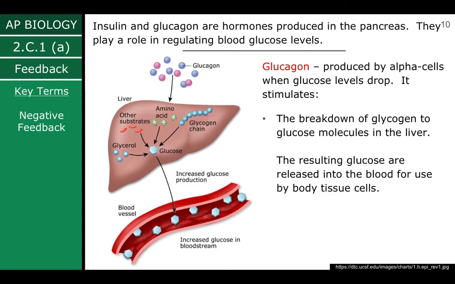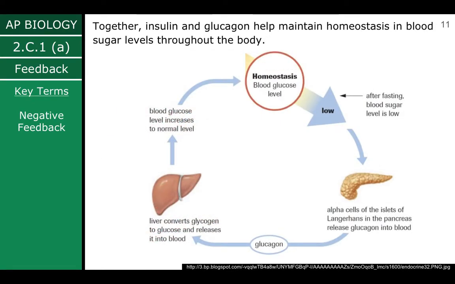This is not a positive and negative. This altogether is a negative feedback loop because we are returning to homeostasis. Together, insulin and glucagon help maintain homeostasis and blood sugar levels throughout the body.